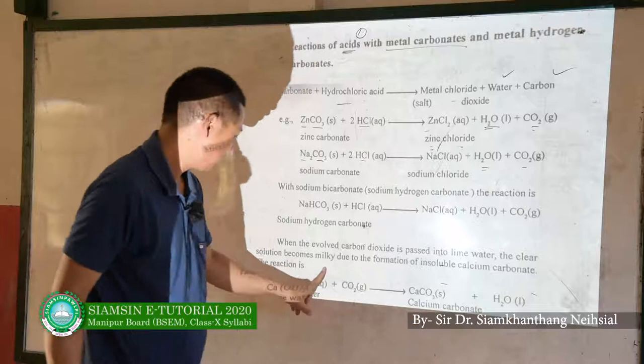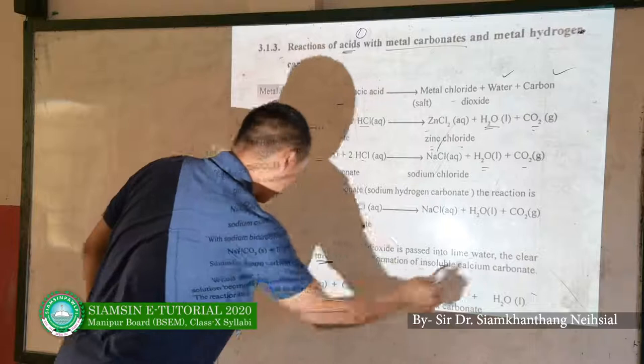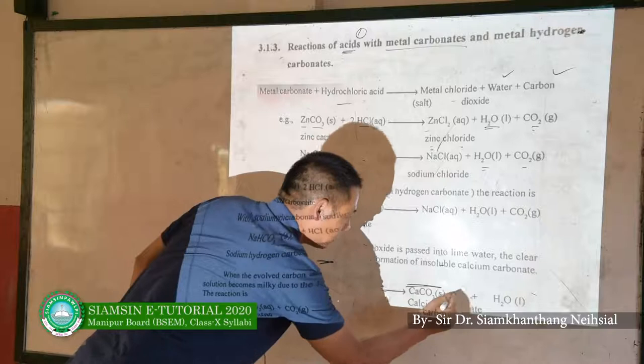That carbon dioxide which you got here, when passed through the lime solution, will turn it milky due to the formation of insoluble calcium carbonate. This is the milky product.